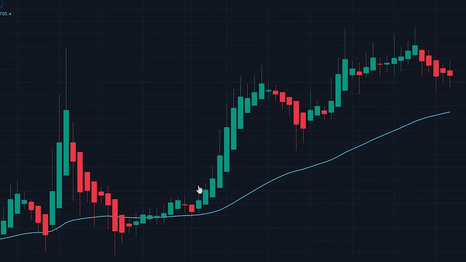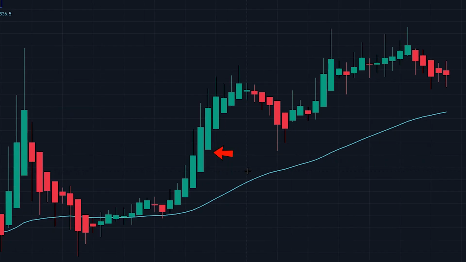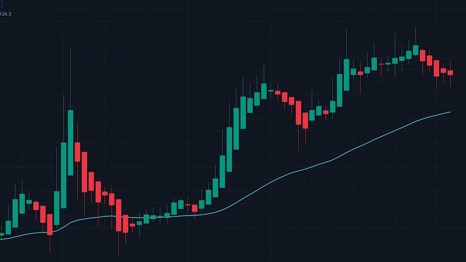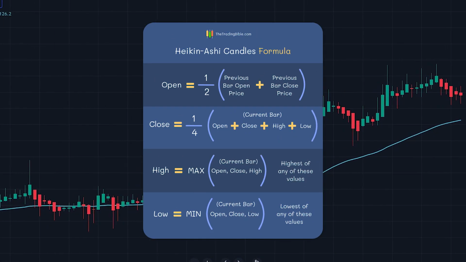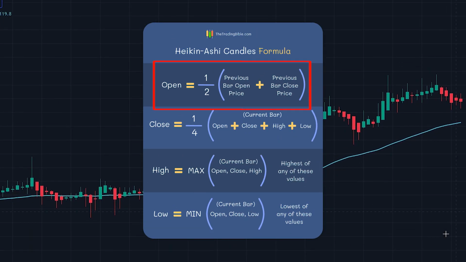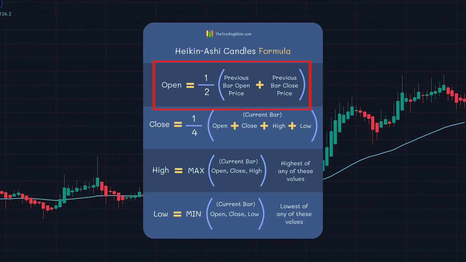If you are wondering how it is possible that a candlestick closes here and yet the next candlestick opens here, it's because a special formula is used to calculate the candlesticks. The open is half of the previous bar open price plus the previous bar close price, and the close of the candlestick is a quarter of the open, close, high, and low of the current bar. I hope this clears up your confusion.